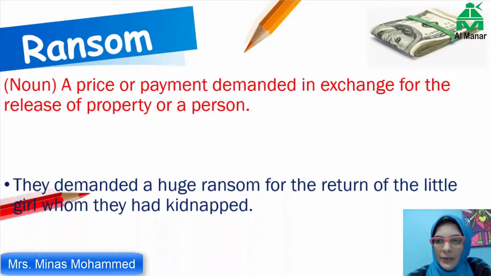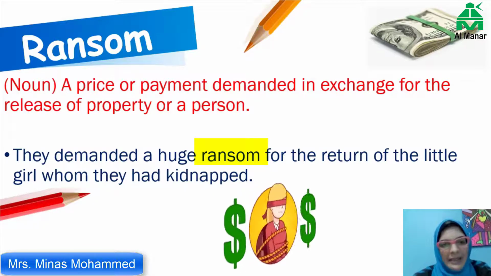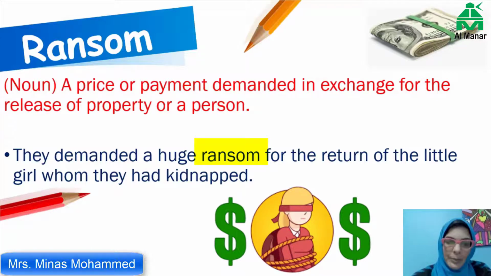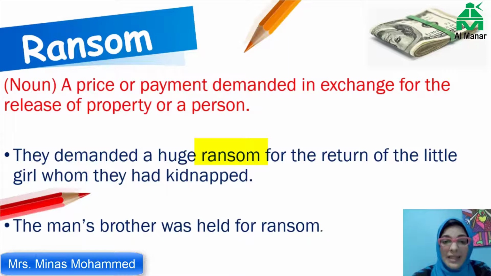So let's have the first example here. They demanded a huge ransom, huge payment, huge amount of money for the return of the little girl, which means the girl's family has to pay ransom to the kidnappers so she can be released. The second sentence: the man's brother was held for ransom. He won't be released until the kidnappers receive the amount of money, or ransom.